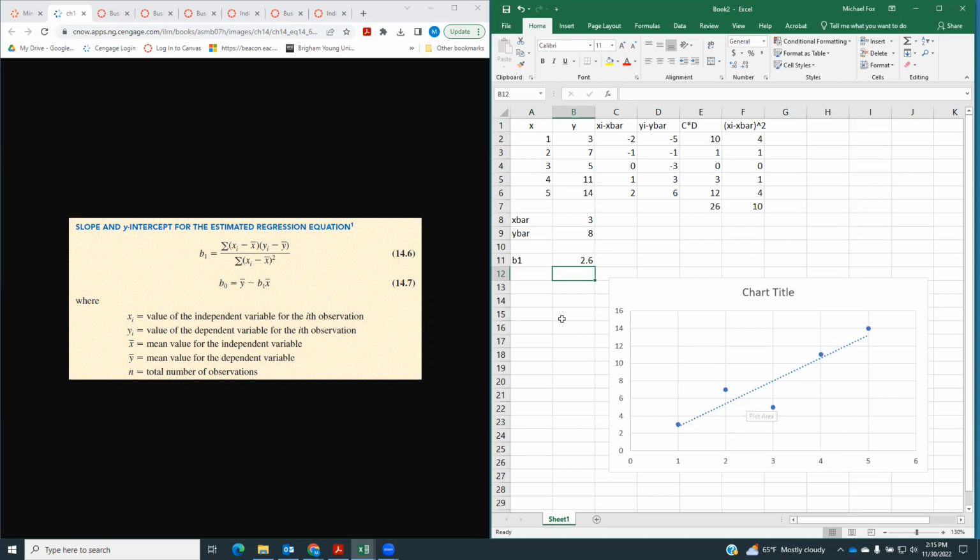There's the slope. Now, to find the y-intercept, we just take y bar. Here's our formula again. Y bar minus B1, which we just figured out, times x bar. Now I'm going to go ahead and put the B sub 1 times x bar in parentheses, and I'm going to get a y-intercept of 0.2. So we're saying this line is going to cross at 0.2.